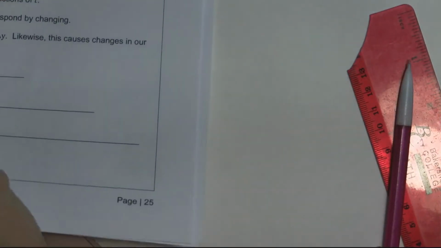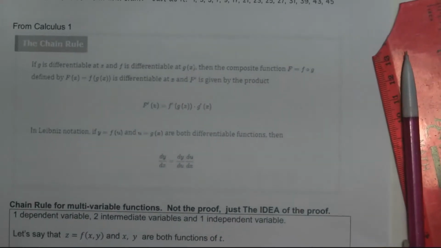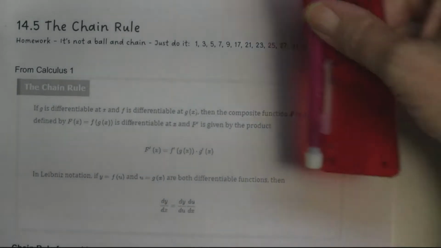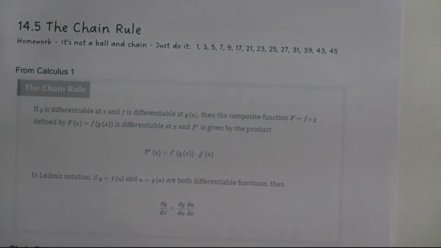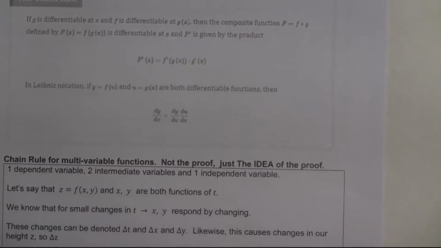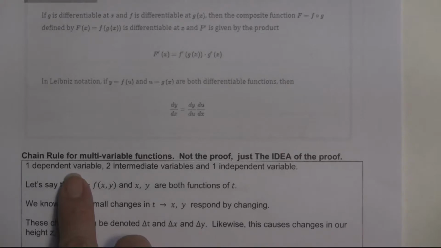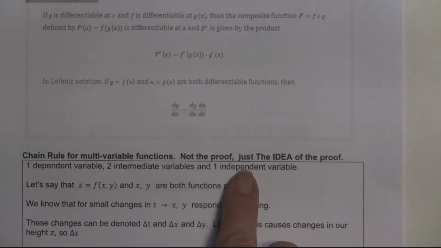Okay, so the chain rule for Calc 1, remember, is for composite functions. You take the derivative of the outside times the derivative of the inside. For multivariable functions, that's what we're going to be looking at here in Calc 3. It's for when you have one dependent variable, two intermediate variables, and one independent variable.